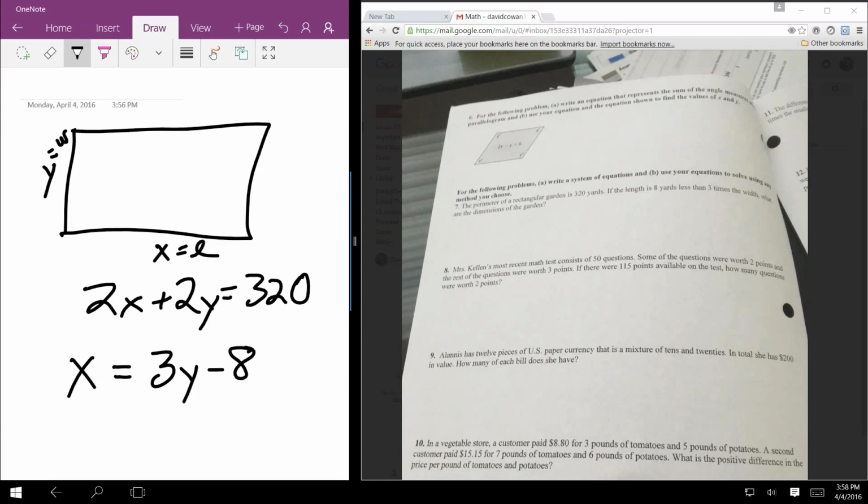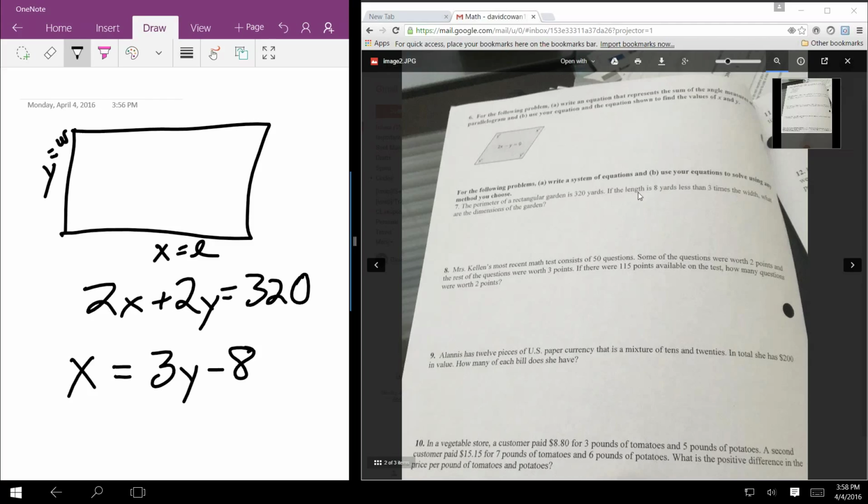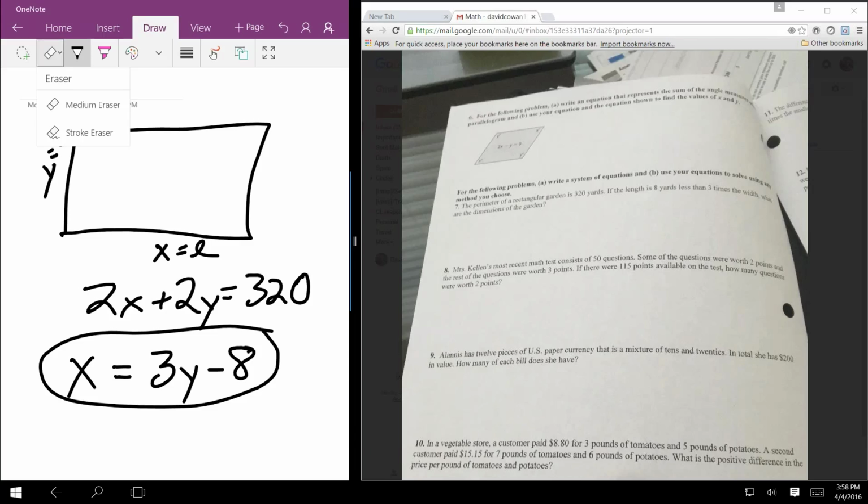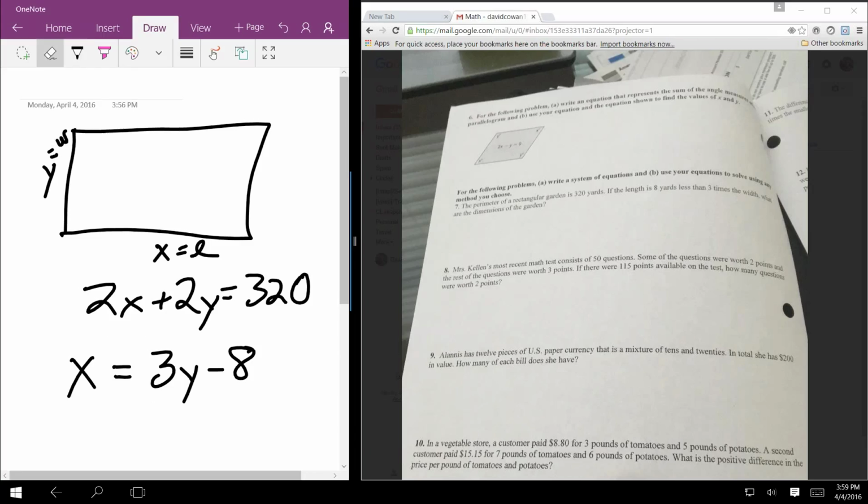Now the one thing you have to be careful about on questions like this is they always put the thing that's being subtracted in front of the word problem. Notice that they didn't say the length is 3 times the width minus 8. They said the length is 8 yards less than 3 times the width. So you have to know to put that 8 yards in back, not in front. Not 8 minus 3w, it's 3y minus 8.